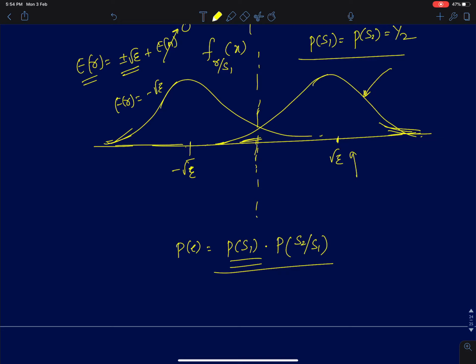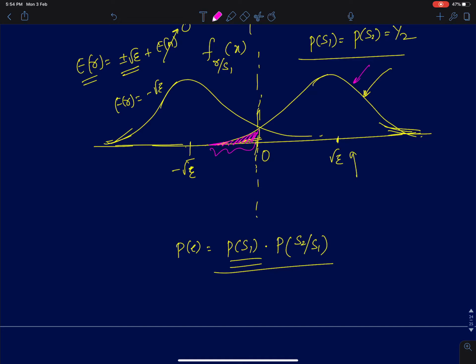Now, the reception threshold is 0, which means if this was transmitted and the receiver is going to think it is S2, then your error must be lying somewhere here, which means the noise variable you added has created so much error that the received value is lying in this region. So then you just have to find the probability that your noise lies in this region.